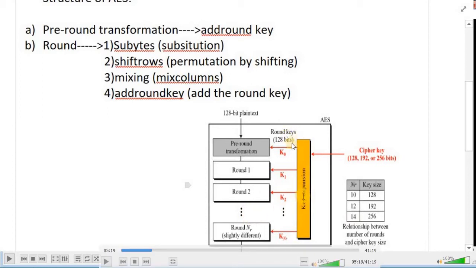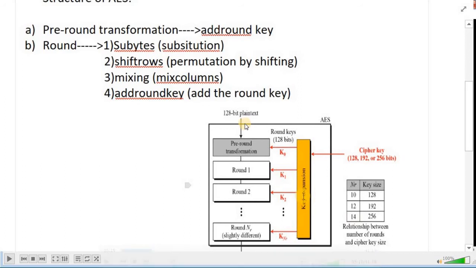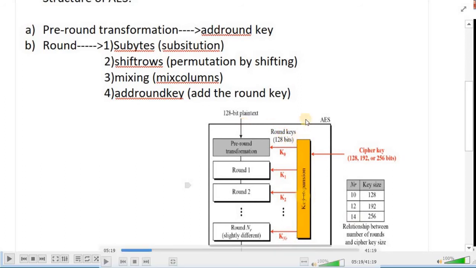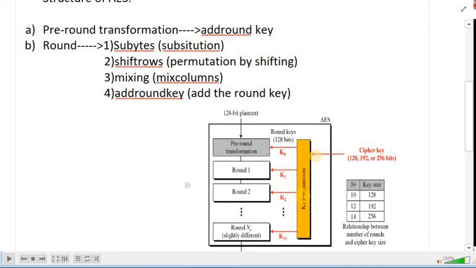And the round key is also 128-bit. So my plain text is 128-bit and the round key is also 128-bit, and there is a key expansion algorithm in order to generate the round keys. There is a specific procedure to generate the round keys, which I will also elaborate with the help of an example in later sections.